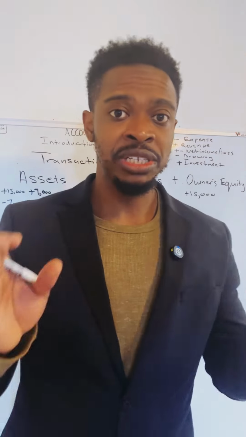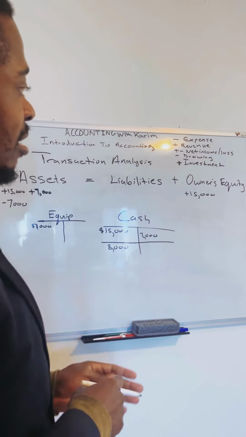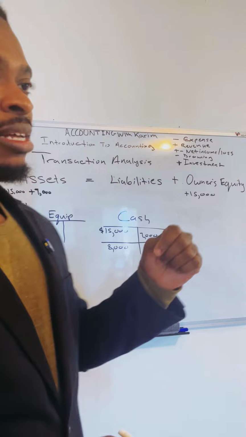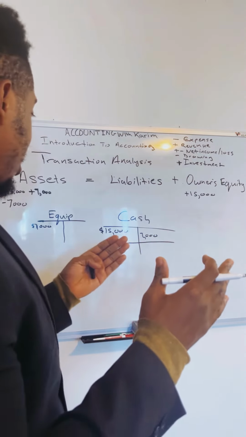So at the end of this transaction, total assets still 15, and owner's equity still 15, liability is 0. So the equation is still balanced. And so see you guys in transaction number 3.